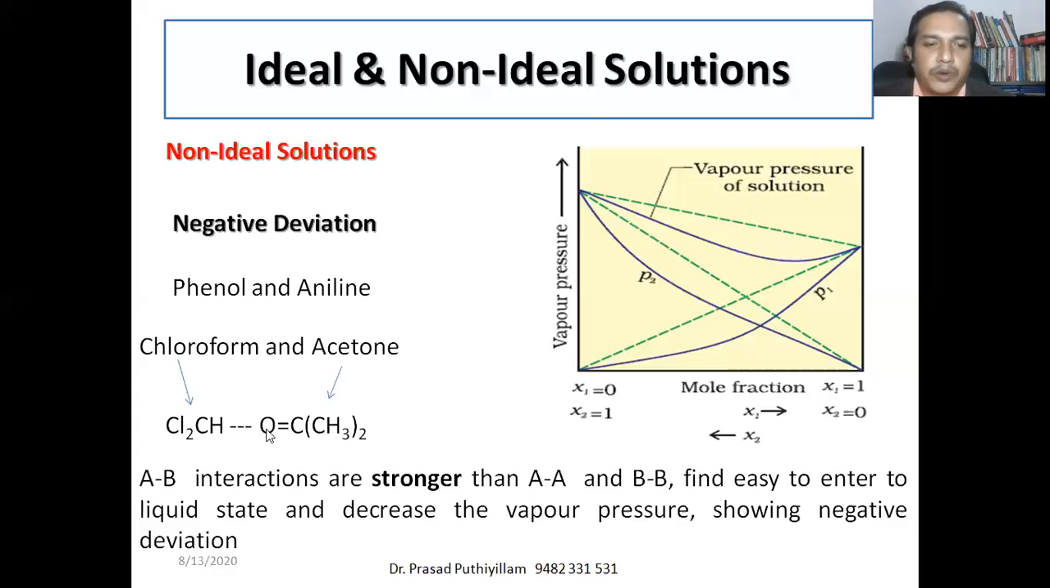So here C=O, the oxygen will have a partial negative charge and the carbon a partial positive charge, and it can form a hydrogen bond with the hydrogen of chloroform. The oxygen of the ketonic group of the acetone molecule can form a strong interaction with the hydrogen of chloroform. This type of interaction is known as hydrogen bonding. Because of this hydrogen bonding, the A-B interaction is stronger. Therefore, it shows the negative deviation.